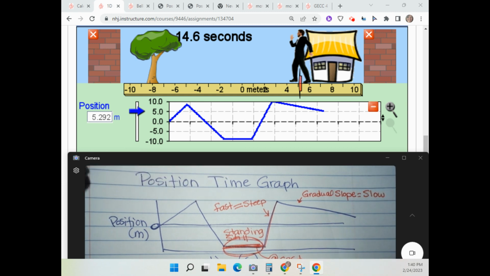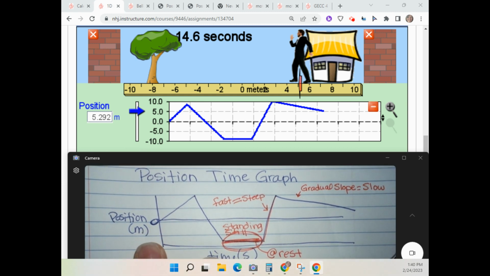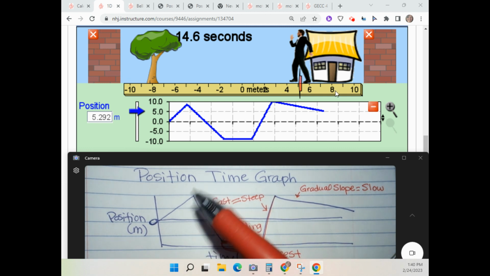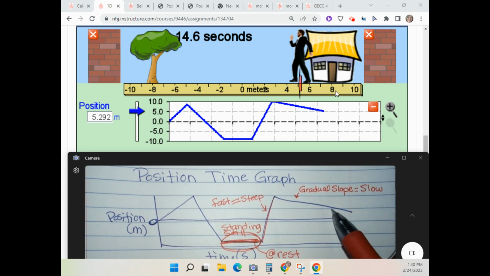Okay, so on this position time graph, we want to realize that just like in the simulation here, the man is on a straight, flat, one-dimensional line. But our position graph tells us about how fast he's going, and where he's standing still.